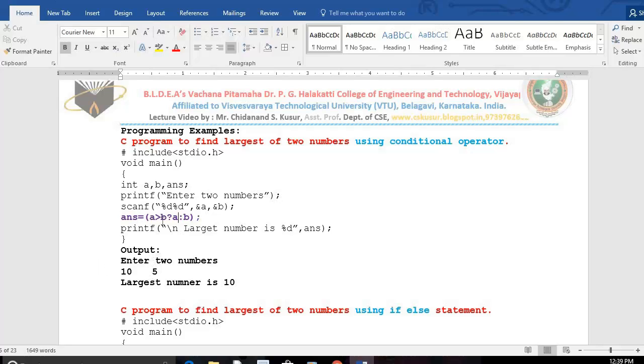As per the inputs, 10 is more than 5, so A will be given back, meaning 10. The answer is 10. The largest number is 10. Hash include stdio.h, void main. We need three variables A, B and answer. Enter two numbers, 10 and 5. 10 is greater than 5, yes, so 10 will be given back. Largest number is 10. This is the C program to find the largest of two numbers using the conditional operator.